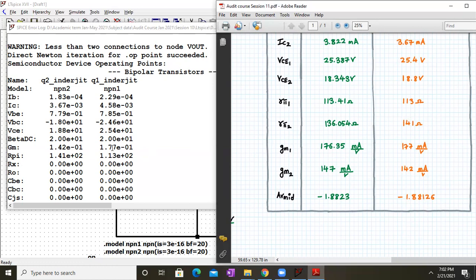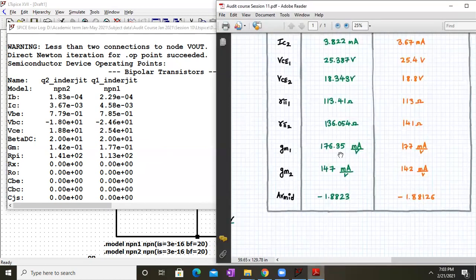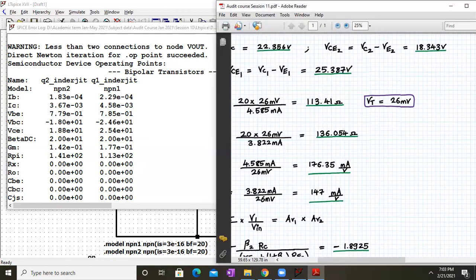Then GM1 is 177 milliampere per volt, and by calculation we are getting 176.35 milliampere per volt. Then GM2 is 142 milliampere per volt, and by calculation we are getting 147 milliampere per volt. Now to check, all the parameters are more or less consistent with the ones calculated.